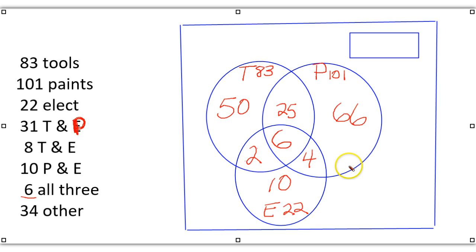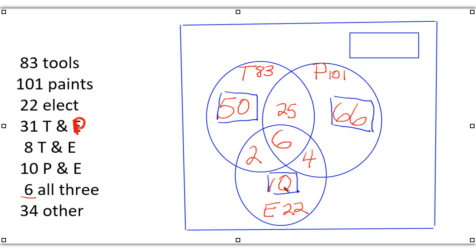Okay, now we're going to start answering our questions here. The questions are on the other page, and you can see them in your booklet. How many bought paint only? Well, it jumps right out. 66. Only paint. For number 2, tools only. Again, jumps out. 50. Electric only. It's this right here, 10.